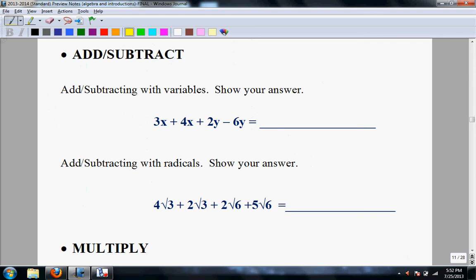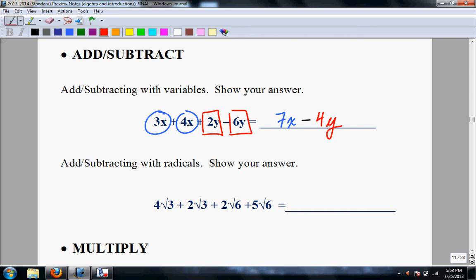Adding and subtracting. What's really nice about adding and subtracting radicals is that they follow the same rules as variables. You simply collect like terms. For example, in this example, I'm going to circle my x's, and I'm going to box my y's, and I'm going to collect. 3x plus 4x is 7x. I have 2y minus 6y, that's going to be minus 4y. And you're done. You can't do anything more with that because you have x's and y's.